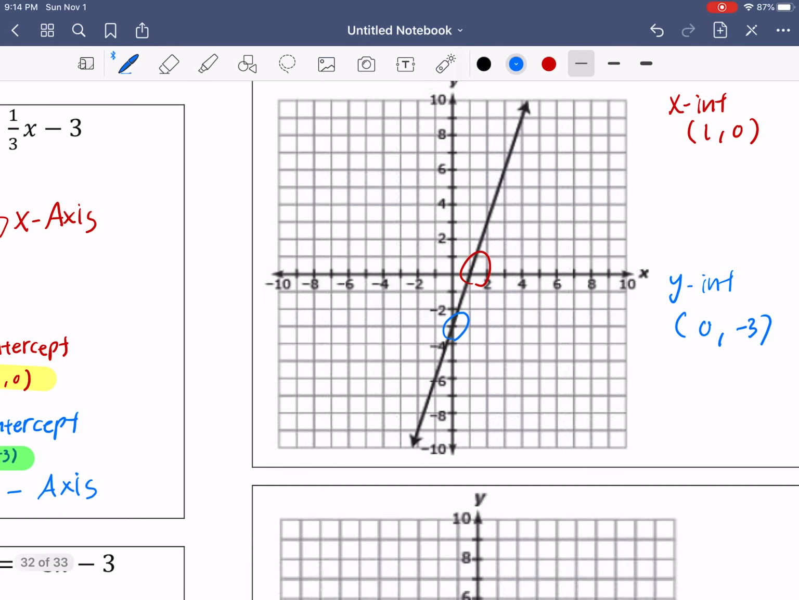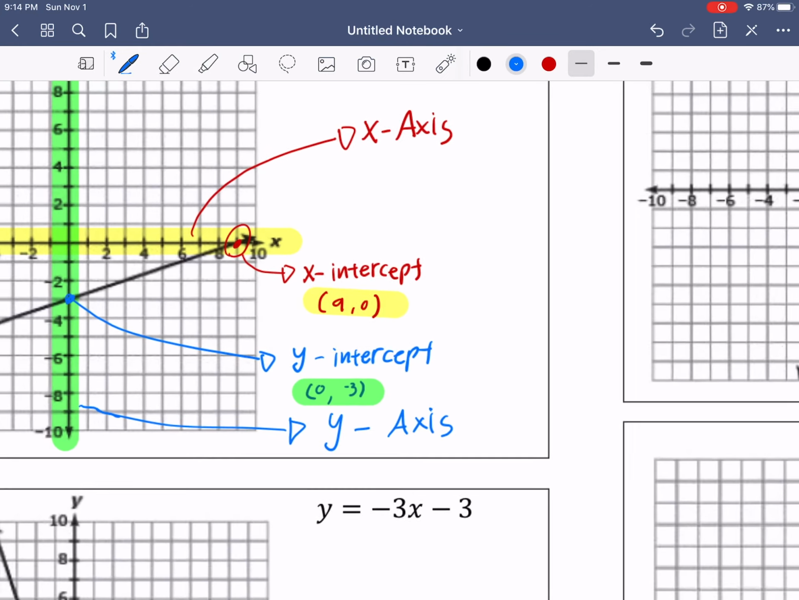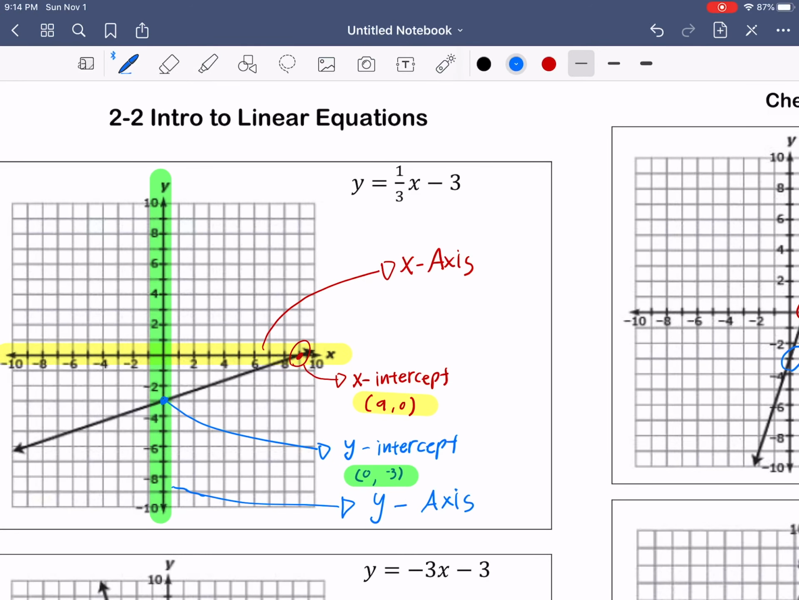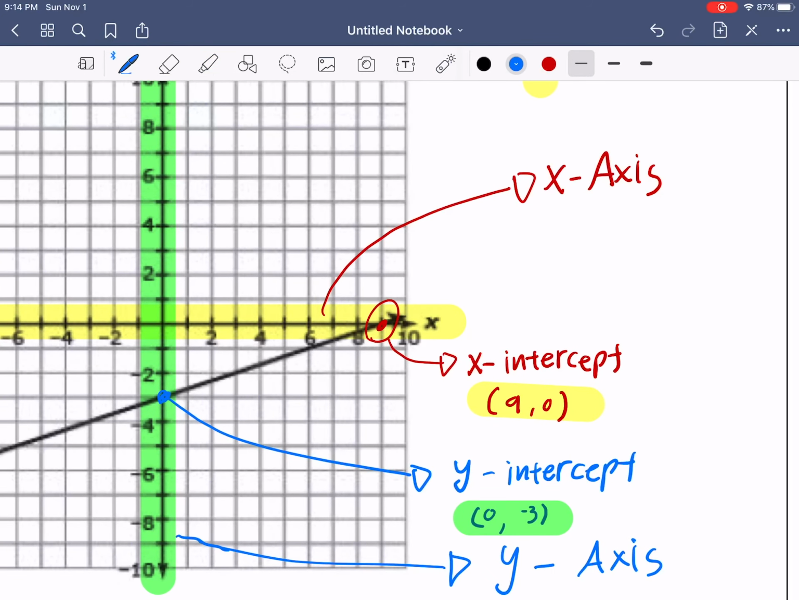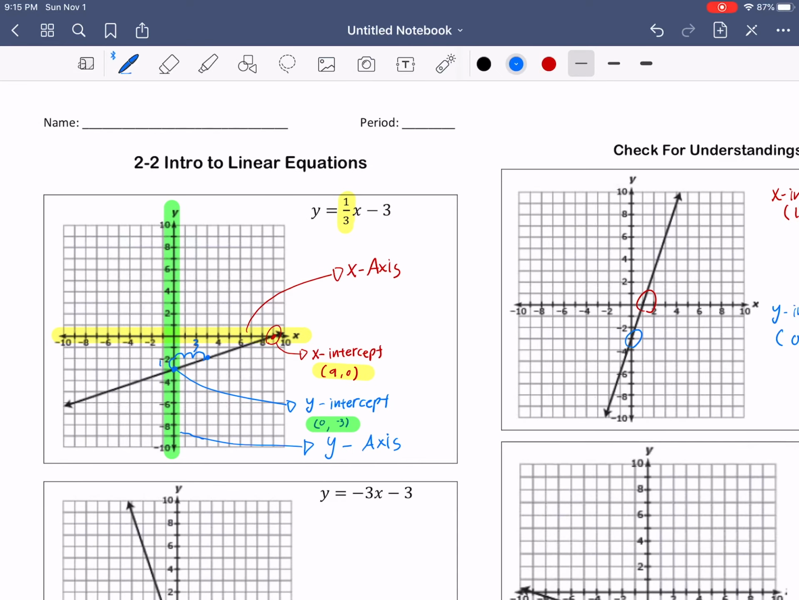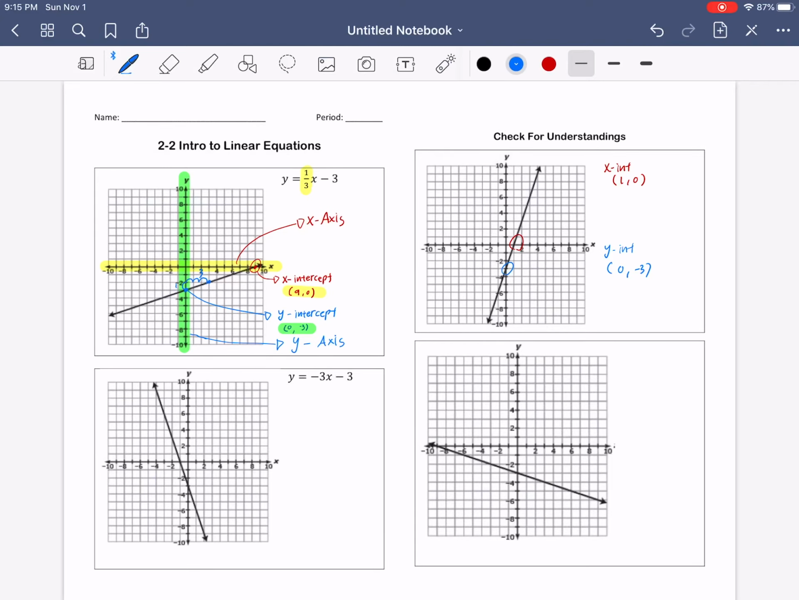Okay? That's it. Later, you will have to learn what slope is, which is 1/3 in this case. In 8th grade, you probably learned rise over run, like 1 up, 3 over. So like 1/3. But that one is for the later part, so keep that in mind.